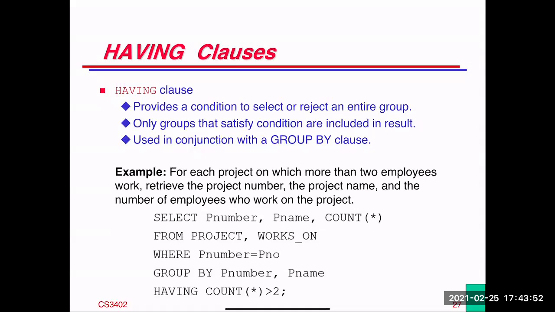So the important point here is that we first perform this condition in the where clause, right? So we first do this join, and only then we're doing the grouping, right? So we're grouping by P number and P name, and only then we're performing the condition in the having clause.